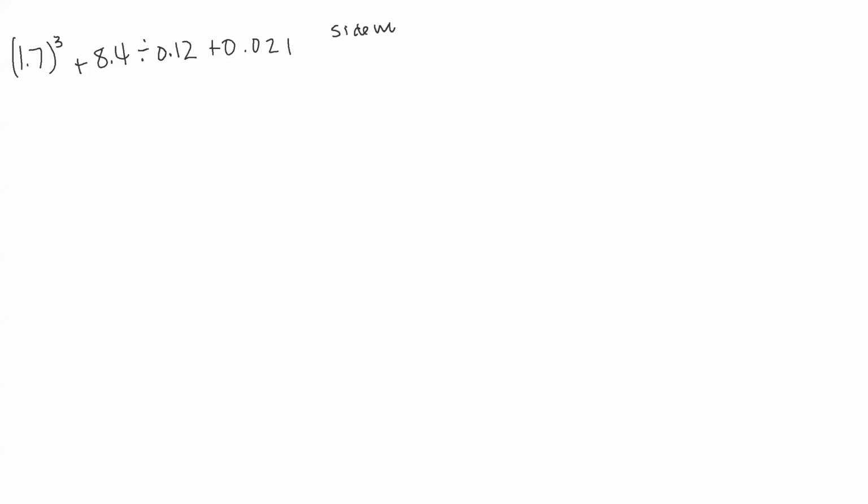So a little side work here. 1.7 cubed is going to be 1.7 times itself 3 times. So I'm going to start with just 1.7 times itself, and then once we get that product, we'll multiply it by 1.7 again, okay? So let's see here. 7 times 7 is 49. I keep a 9, I carry a 4. 7 times 1 is 7, plus 4 is 11.